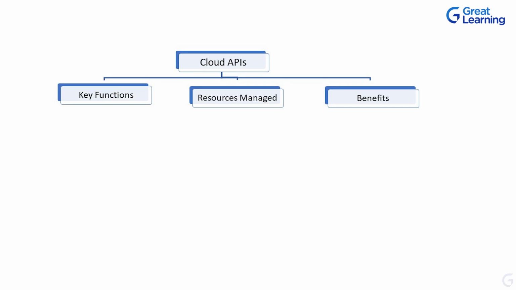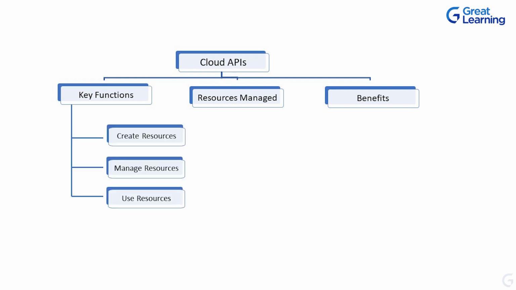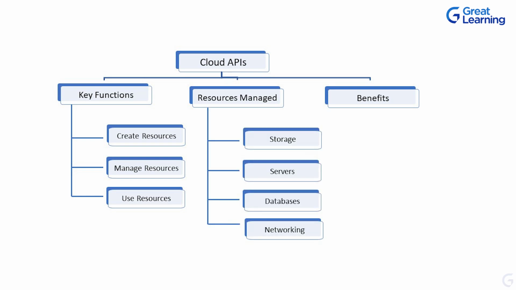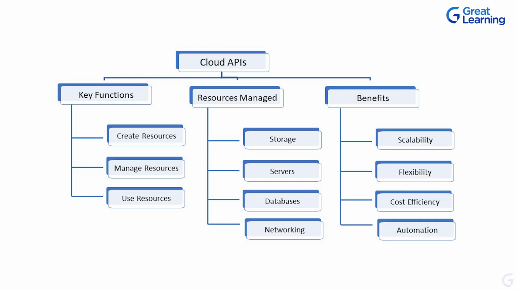They are specialized tools that let you interact with cloud services, extending the basic concept of APIs to the vast world of cloud computing. Cloud APIs allow you to create, manage, and use resources like storage and servers in the cloud. They are crucial because they offer scalability, seamless integration, and automation, making it easy to build and manage powerful applications in the cloud environment.